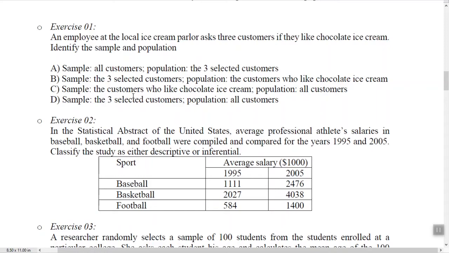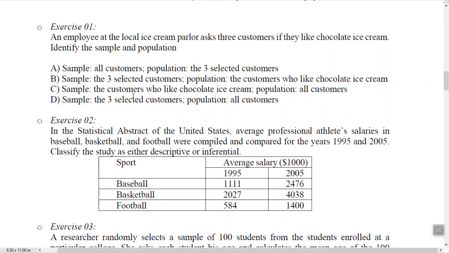In this case, they have mentioned if they like chocolate ice cream. So who likes chocolate ice creams? That's the problem. If you think we need to consider only people who like chocolate ice creams, no, that's not the case. He is going to perform this test for his customers. So customers are the population.